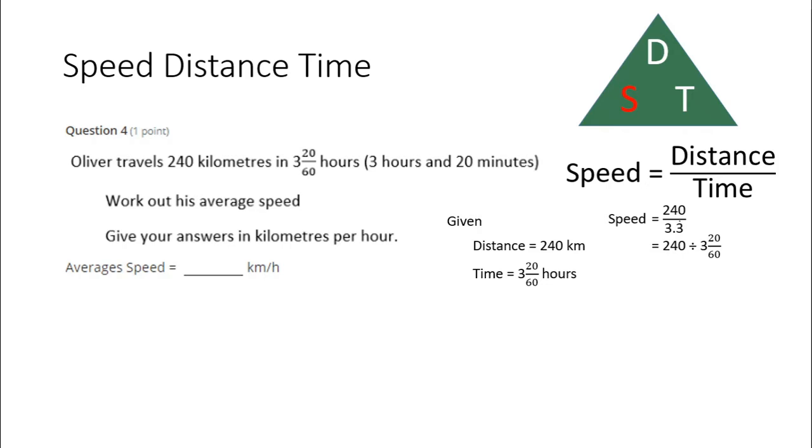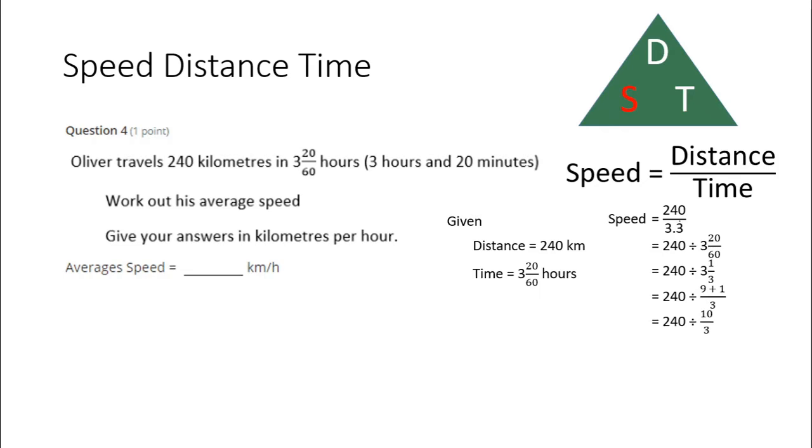The 20/60ths does simplify quite nicely to 1/3. So this is 240 divided by 3 and 1/3. Dividing by a mixed number is not an easy thing to do. Let's convert this to a top-heavy fraction. 3 wholes is the same thing as 9/3. 9 divided by 3 gives me 3. So 3 wholes and 1/3 is the same thing as 9 plus 1 over 3. That's 240 divided by 10/3.